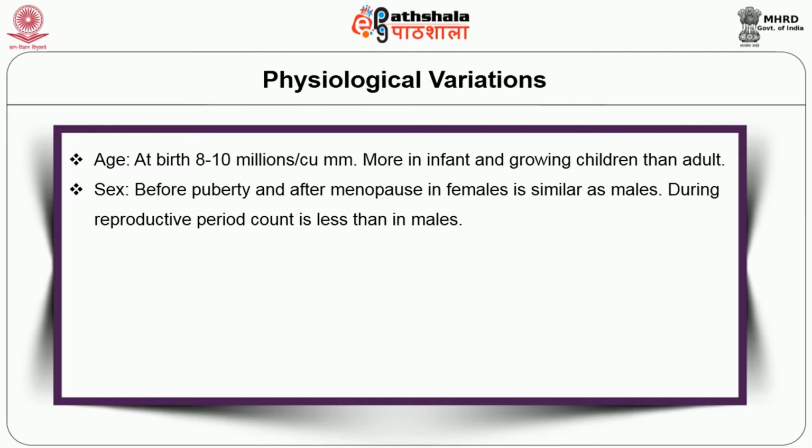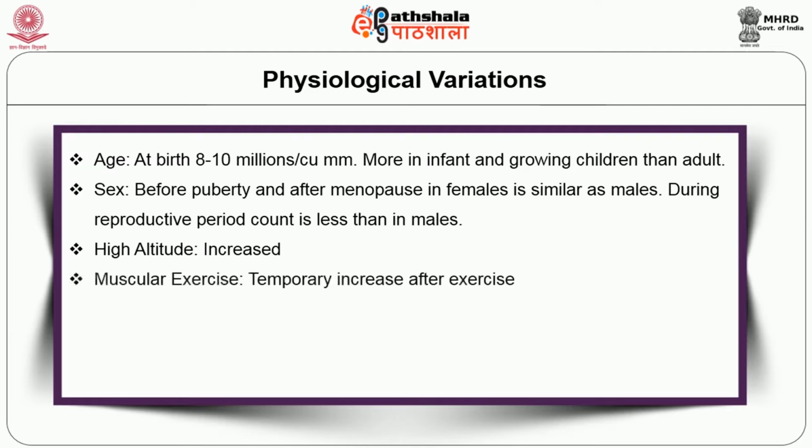Next one is high altitude. The inhabitants of mountains, that is above 10,000 feet from the mean sea level, have an increased RBC count of more than 7 millions per cubic millimeter. This is due to what is called hypoxia, that is decreased oxygen supply to the tissues in high altitude. During hypoxia, a hormone called erythropoietin in turn stimulates the bone marrow to produce more RBCs.